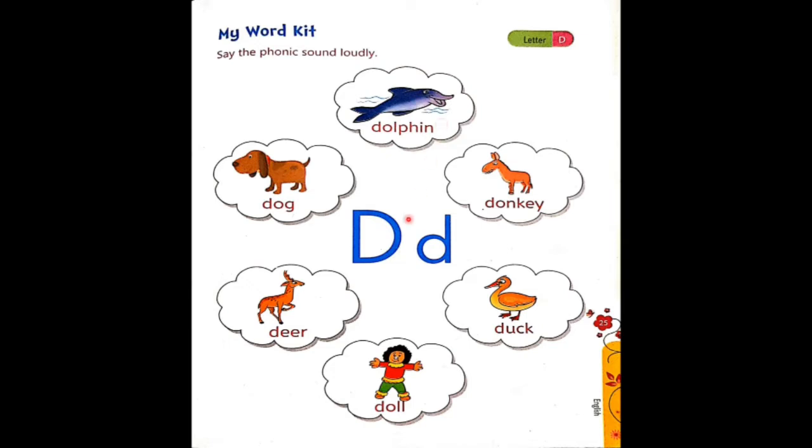Okay? D, dolphin. D, donkey. D, duck. D, doll. D, deer. D, dog. Okay, children? Come on, let's read once more. Always keep your finger on the objects and read so that you can recognize it. D for dolphin. D for donkey. D for duck. D for doll. D for deer. And D for dog.